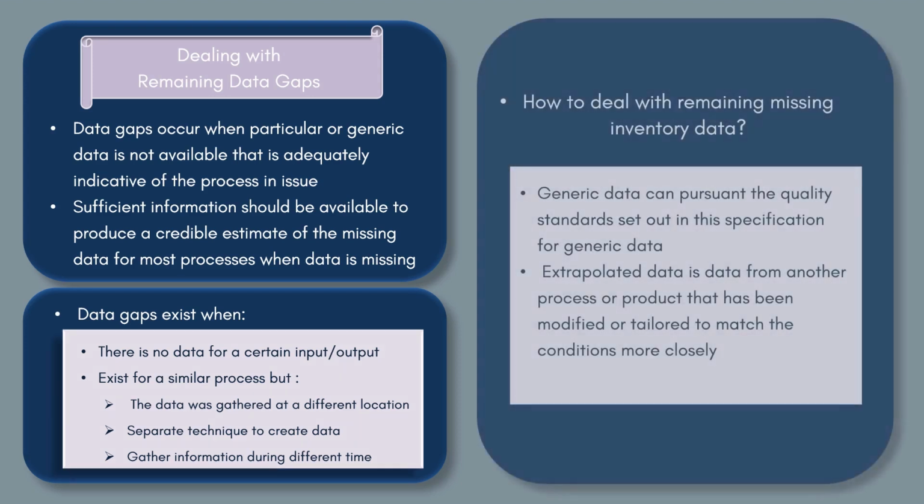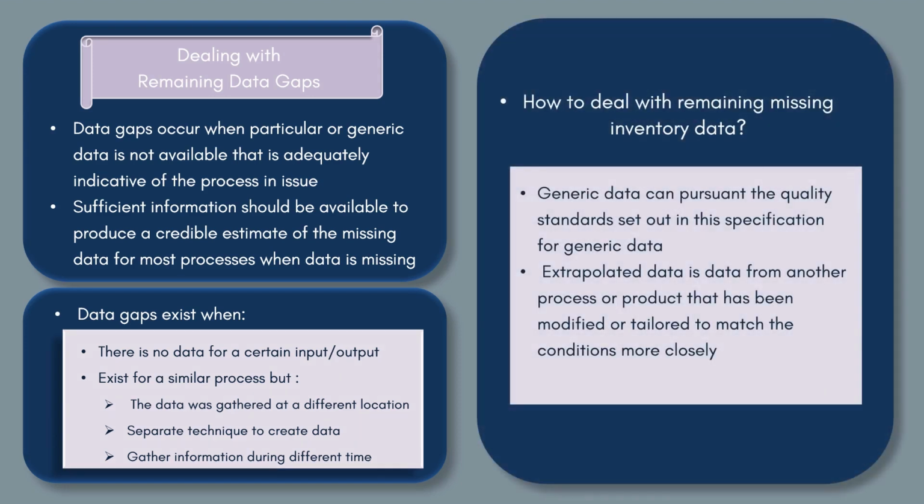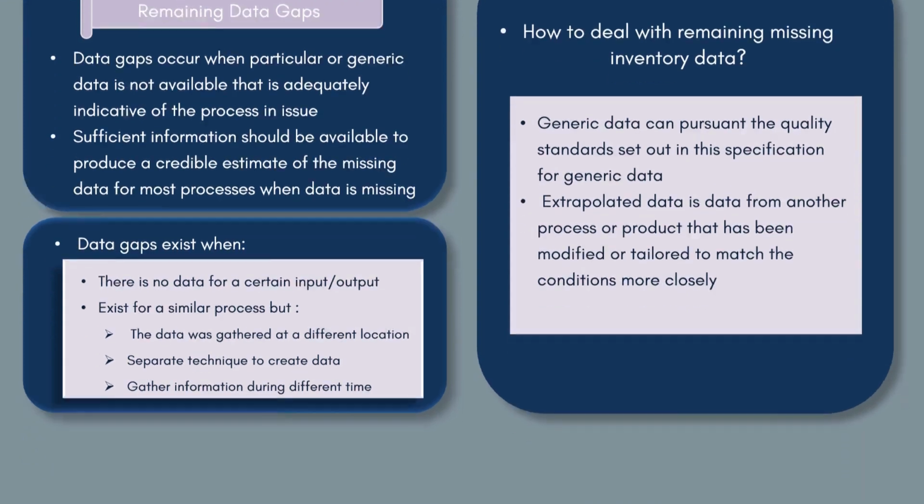How to deal with remaining missing inventory data. Generic data can meet the quality standards set out in this specification, and extrapolated data is data from another process or product that has been modified or tailored to match.